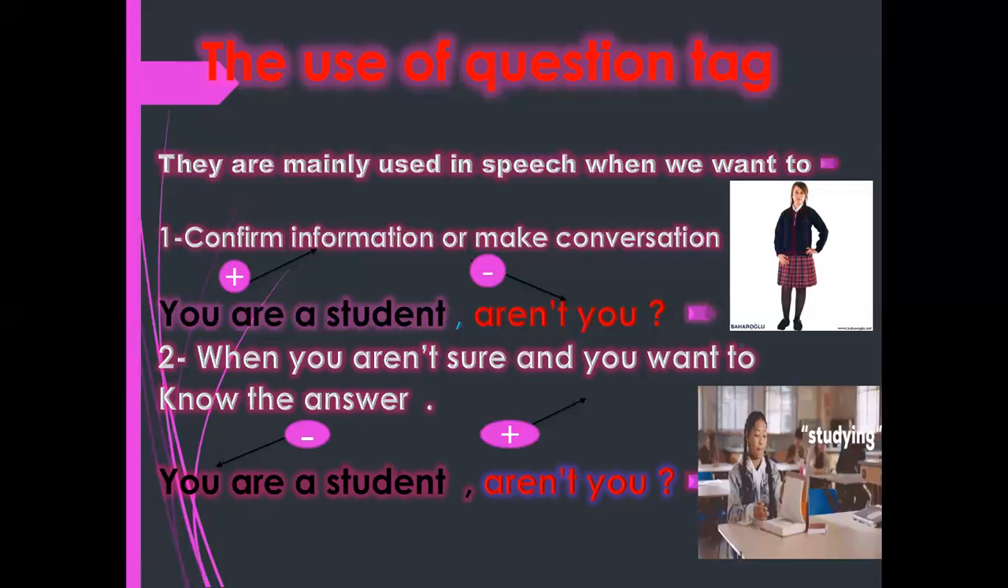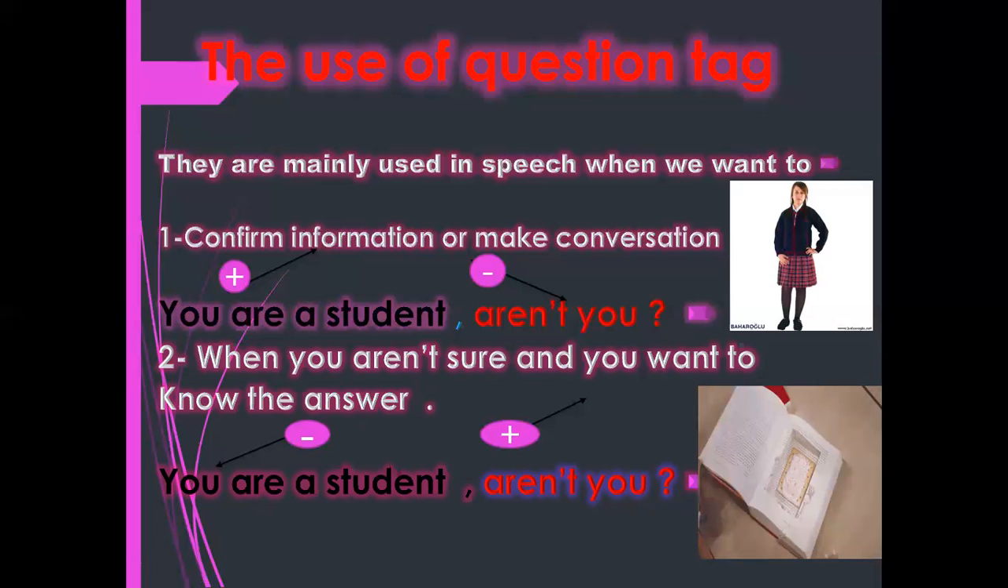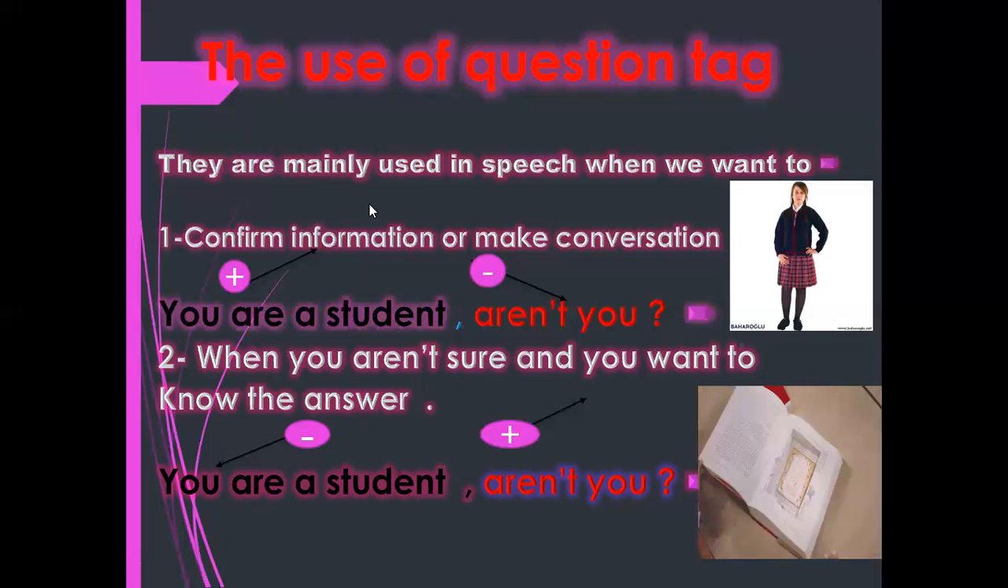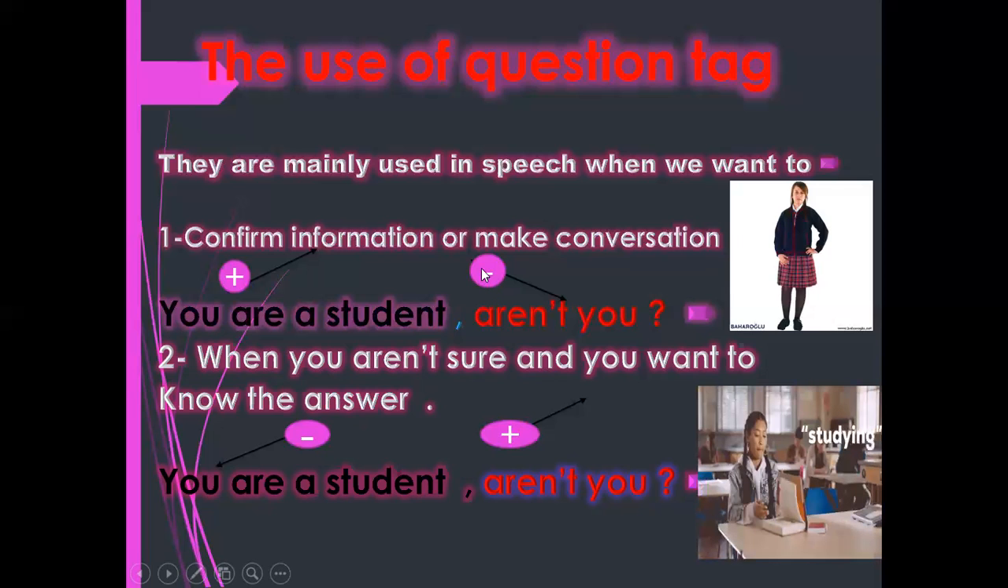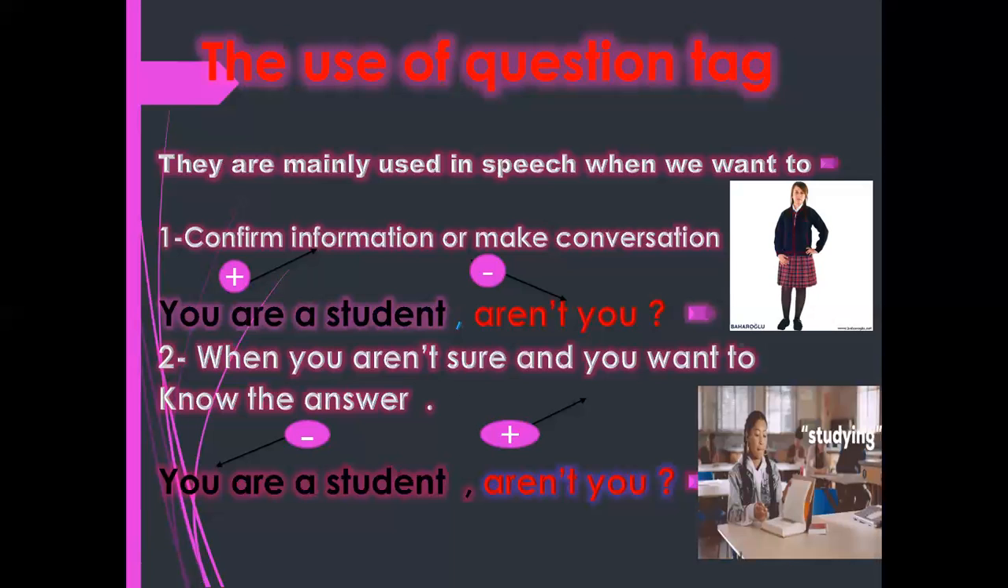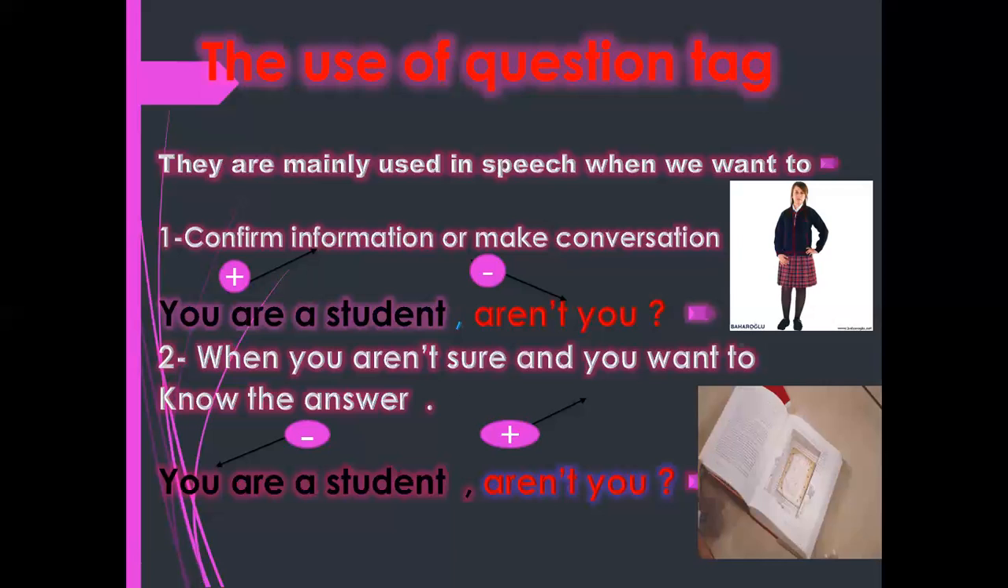Why? Because we aren't sure. إحنا مش متأكدين إذا هي طالبة أو لا. And we want to know the answer. إحنا بنستنى منها جواب. So, إذا كنت أنت عارف إجابة السؤال ومتأكد منها, بتكون نبرة صوتك في السؤال واطية. أما إذا كنا مش متأكدين من الإجابة, the intonation of your voice will go up. So two uses of question tag: either you are going to confirm information or make a conversation, or you aren't sure and you want to know the answer.